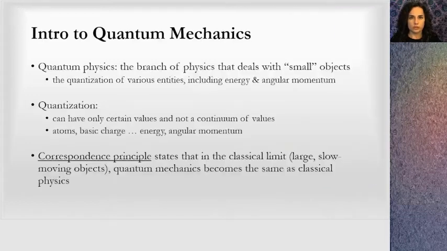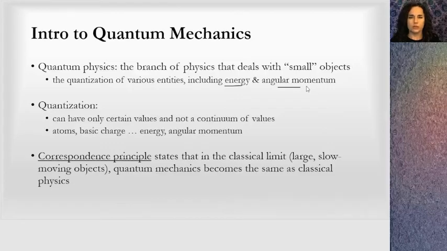So as I introduce quantum mechanics, I wanted to define it and highlight some important properties. First of all, quantum physics is the branch that deals with small objects. And by small, we're talking about nuclear, atomic, in that realm, also subnuclear, quarks, etc. The quantization of various entities at that level as well, including energy and angular momentum. You will find that the electron in a hydrogen atom is allowed only certain energy levels, or that the hydrogen atom is allowed only certain energy levels as well as angular momentum.